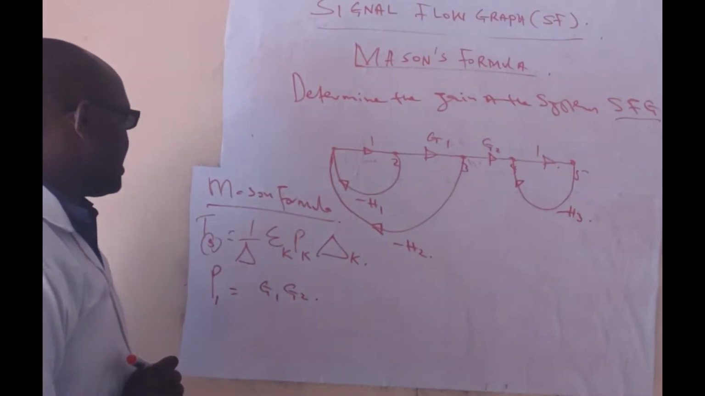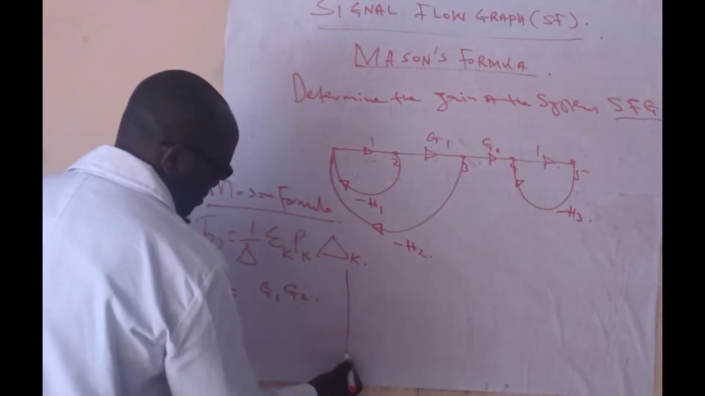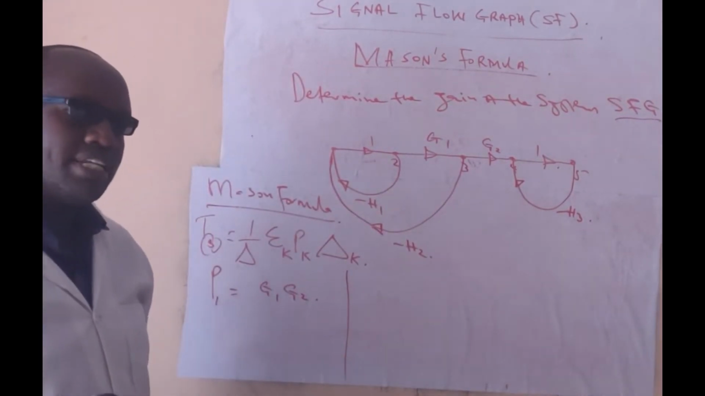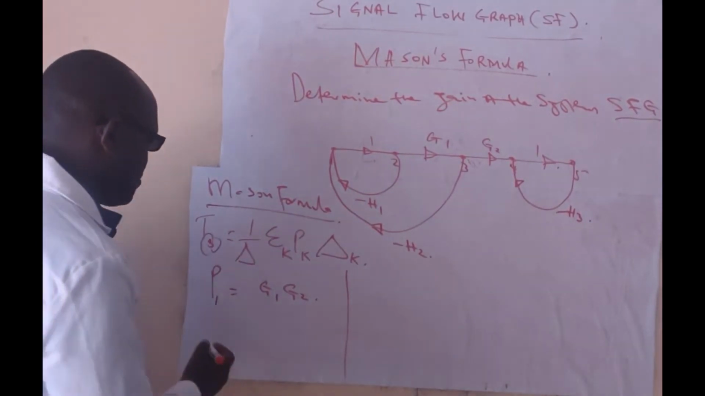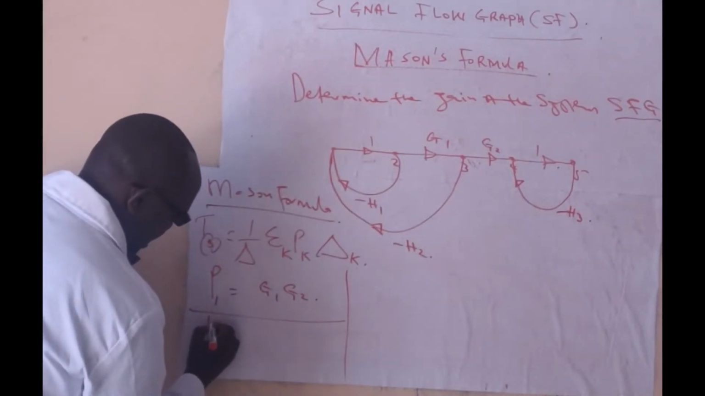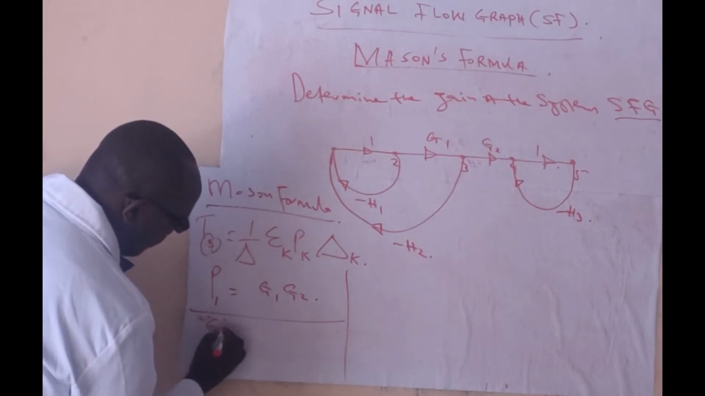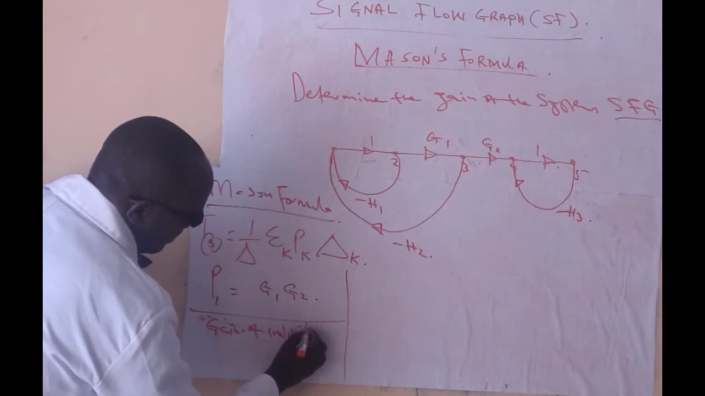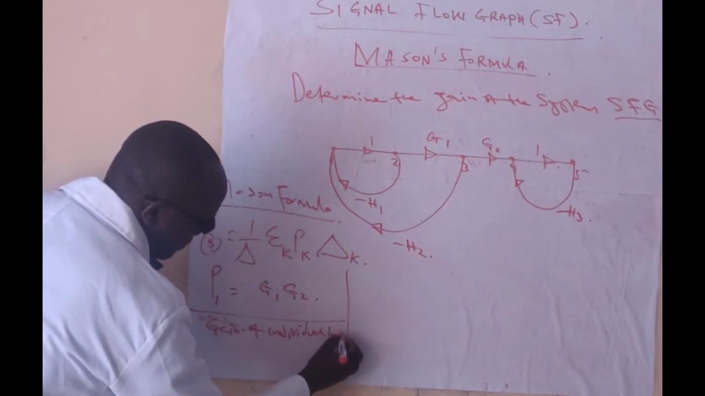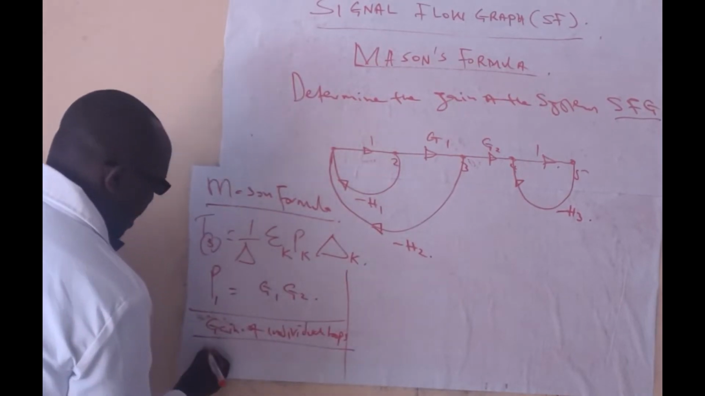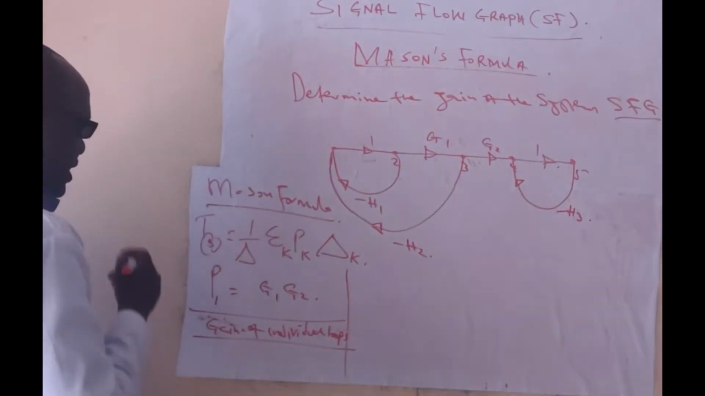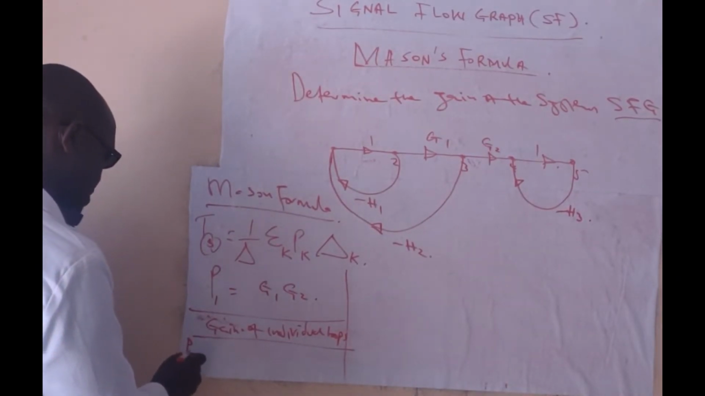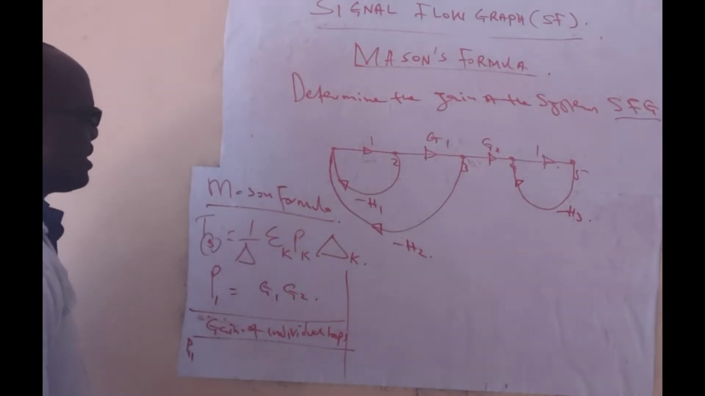Now, the second thing which we are supposed to do is to determine the individual loops. To determine the gain of individual loops. So another one is the individual gain. Gain of individual loops. So the first one, we can say P1, we can start with this one.